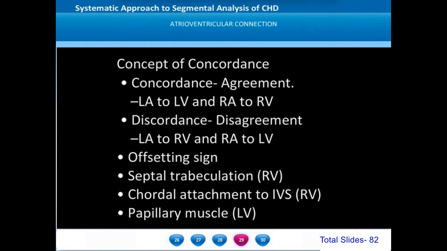Discordant atrioventricular connection will refer to left atrium getting connected to the morphological right ventricle through the tricuspid valve, and right atrium getting connected to the morphological left ventricle through the mitral valve. The way of identifying the mitral and the tricuspid valve on echocardiogram will be to look at the sign of offsetting, identify the septal trabeculations of the right ventricle, identify the caudal attachments of atrioventricular valve towards the interventricular septum, and identifying the two discrete papillary muscles which will be a hallmark of left ventricle.